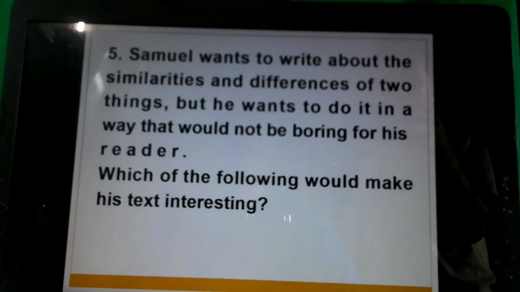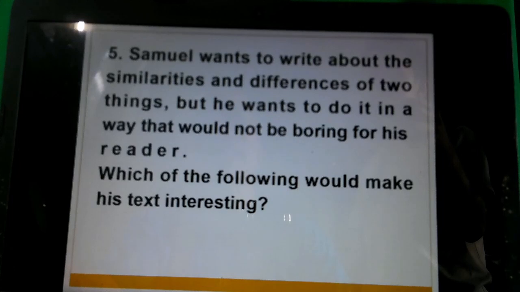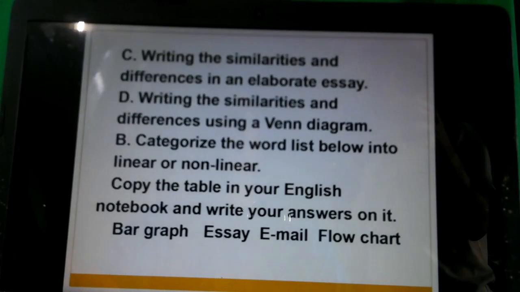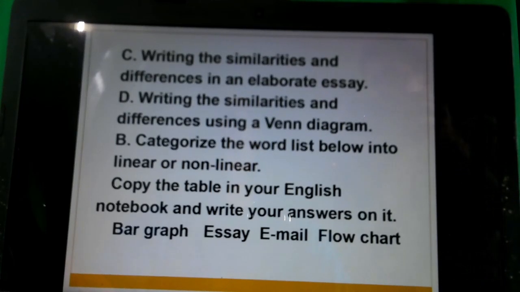Number 5. Samuel wants to write about the similarities and differences of two things, but he wants to do it in a way that would not be boring for his reader. Which of the following would make his text interesting? C. Writing the similarities and differences in an elaborate essay. D. Writing the similarities and differences using a Venn diagram.